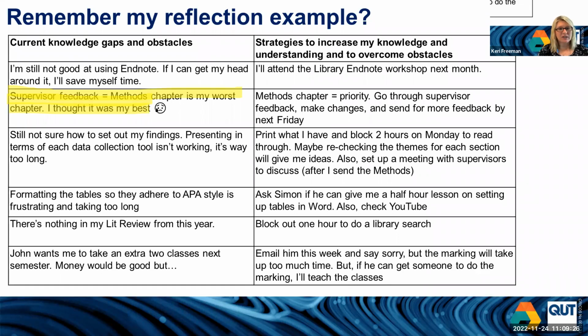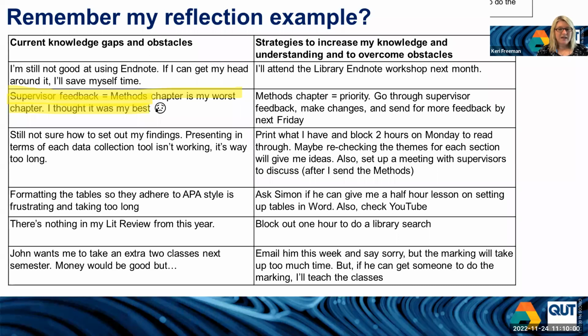Remember my reflection example. It was, I didn't know how to use EndNote very well. Now, we're going to look deeply into this bit about the methods chapter that I thought was my best. They didn't. So how are you going with your reflection? I don't know why that highlighting's there. It's a bit odd, sorry.